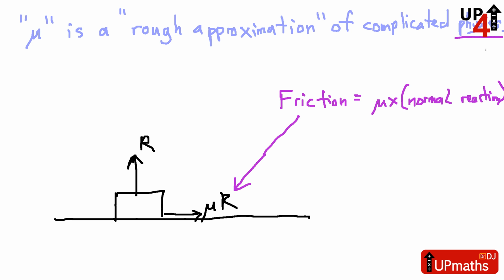That word there says physics. Mu is a rough approximation of complicated physics. Why am I saying this? A lot of people question it. Well, not a lot, but some people with really good intuition, because it doesn't really make sense.